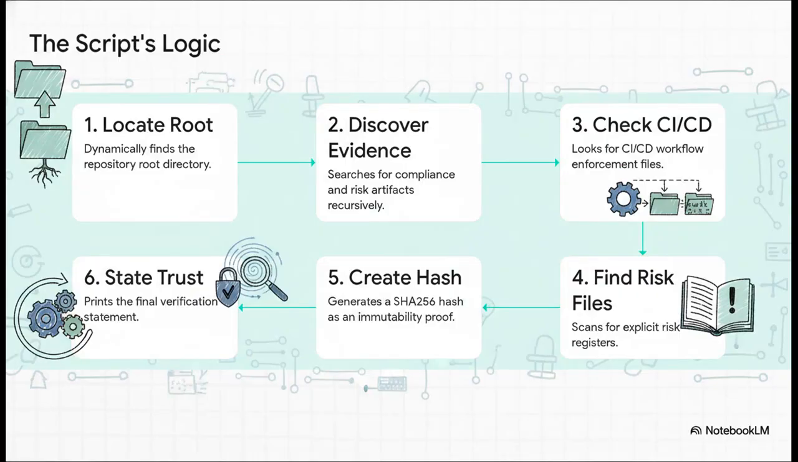So let's trace what it's actually doing, step by step. First, it finds the root of the project, all by itself. No cheating with hard-coded paths. Then it starts searching for files that look like evidence. Things with words like compliance, risk, or audit in the name. It also checks for the really important stuff, like automated enforcement in your CI/CD pipeline, and looks for things like risk registers. And for the grand finale, it makes a cryptographic hash of a key file to prove its integrity. And only then, only after all that, does it give you its final statement.